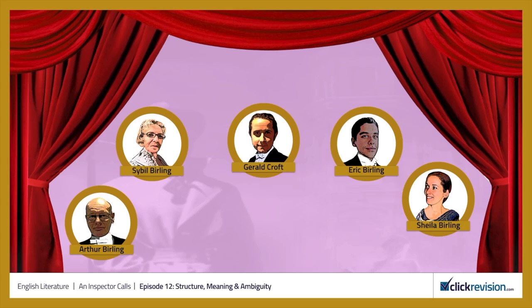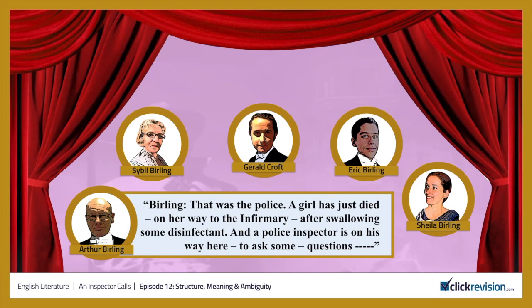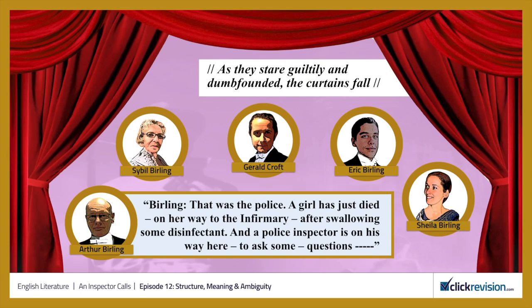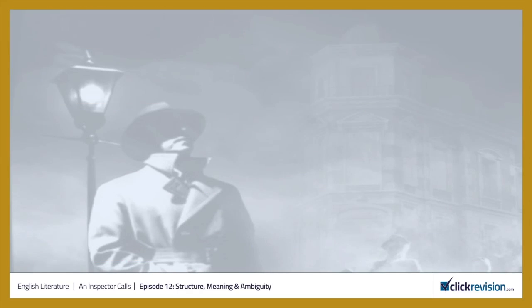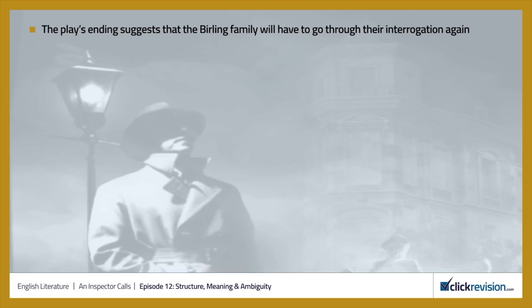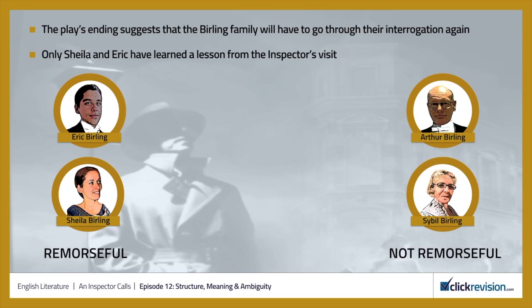Then the phone rings, and the play closes with the revelation that there is a girl in the morgue, and that by inquiring about something so obscure as a female bleach suicide, Gerald has incriminated himself and the rest of the Birlings. It's a huge cliffhanger, which forces the Birlings and the audience to question everything that they have seen throughout the evening. It also means, by extension, that the family are going to have to go through the whole interrogation all over again. Why is this important? Well, the inspector's goal is to force each member of the family to accept responsibility in some measure for the death of Eva Smith, and by the end of the play only the younger Birlings have done this. Sheila and Eric are devastated, while their parents don't really care, and Gerald sits somewhere in the middle.